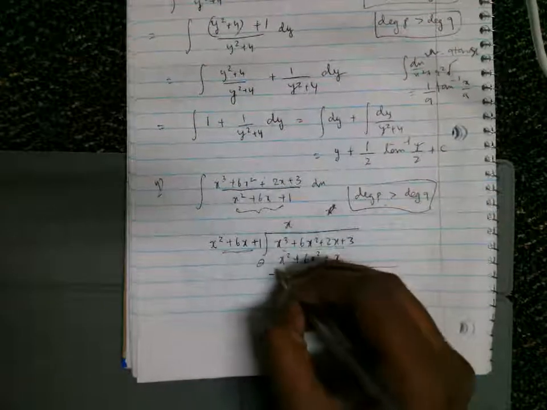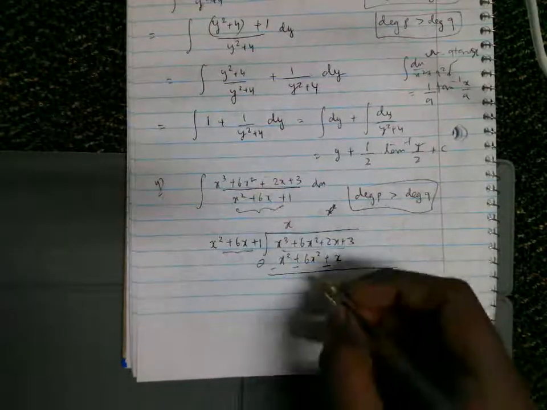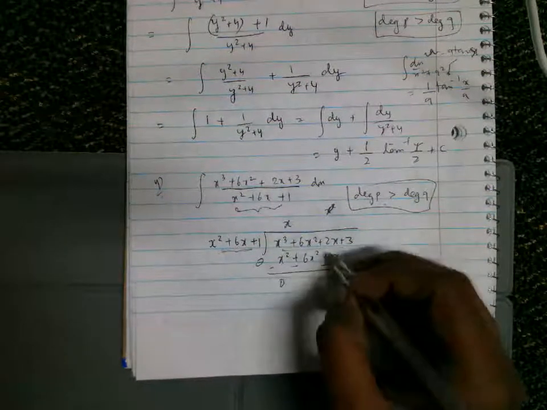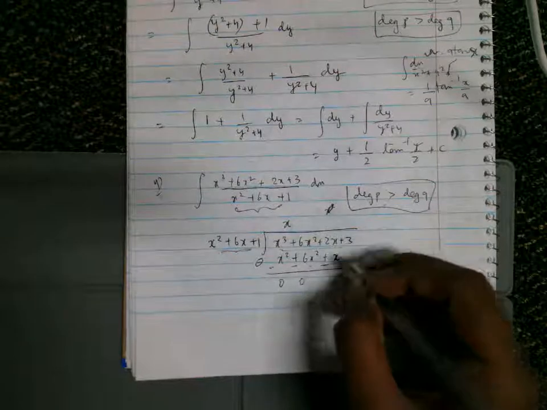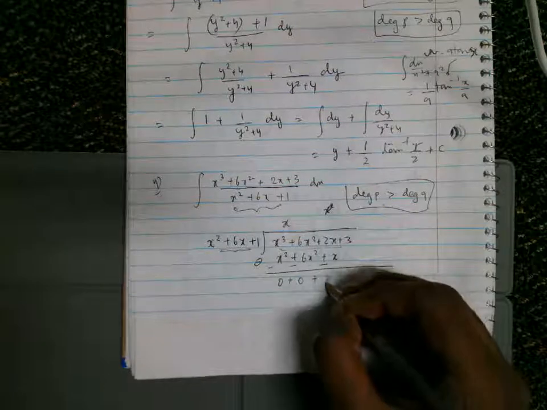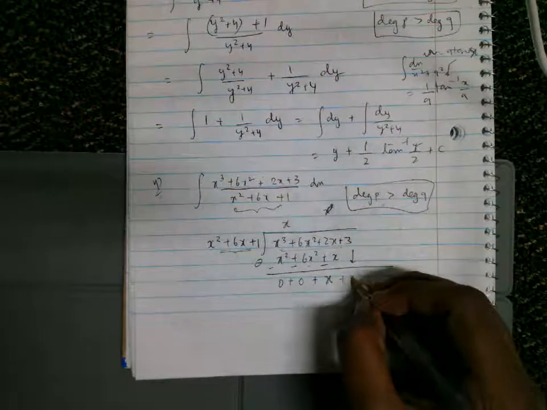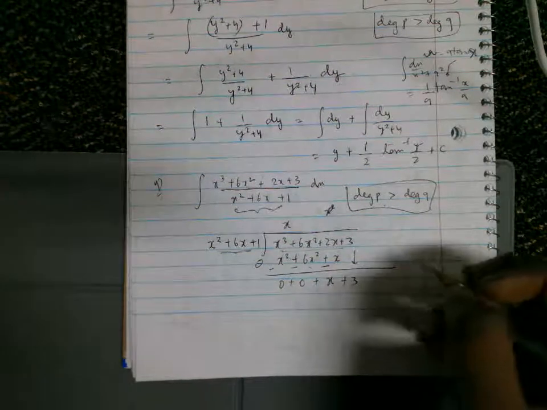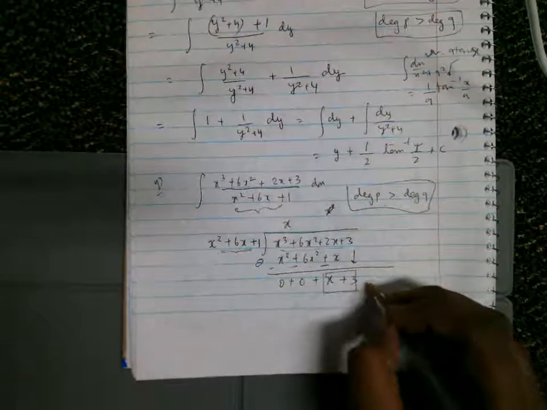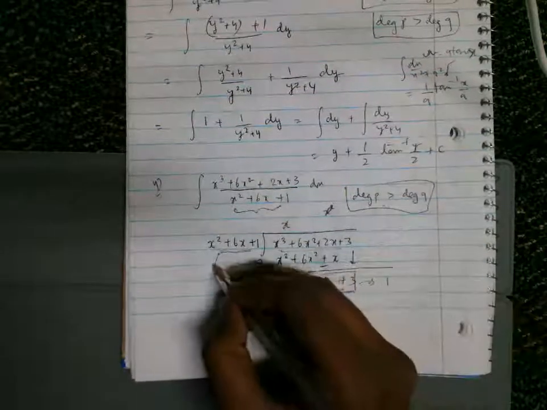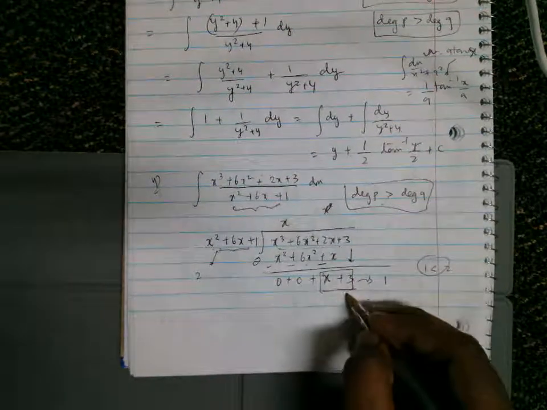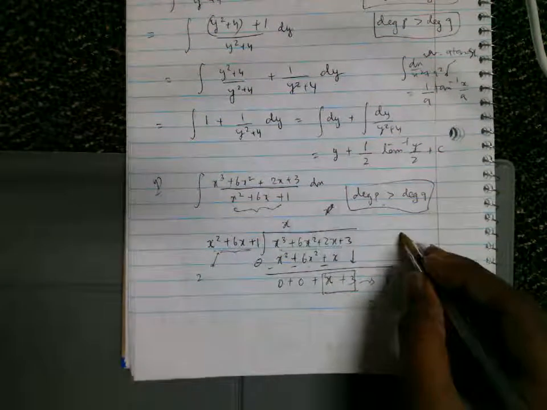So we want to subtract them, so the coefficients will become negatives of each other. So x cube minus x cube is 0, 6x square minus 6x square is 0, and 2x minus x is plus x, and we can bring this 3 down here. This will be the remainder, because the degree of this polynomial is 1 and the degree of the divisor is 2. So 1 is less than 2, that means this can never divide this. That is why the division stops here.